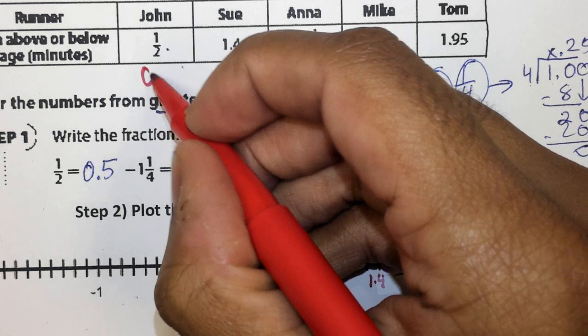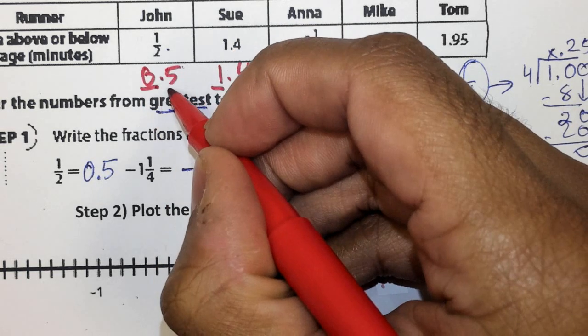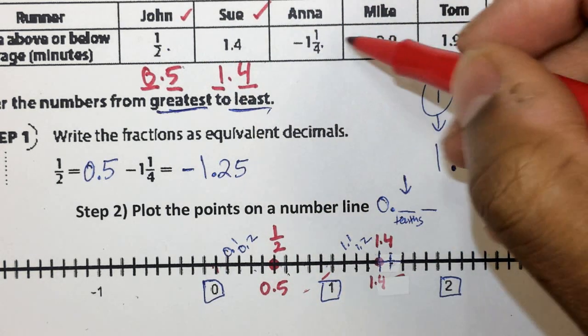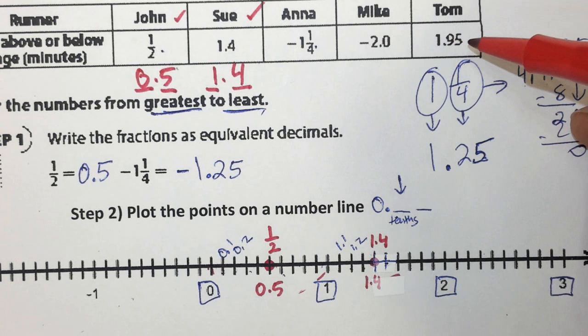So we did 0 and 5/10. We started at 0, then we moved 5/10. So we got John, we got Sue. Let's wait on our negatives. I'm going to wait and do our negatives last. Let's do the next one. Let's look at Tom.